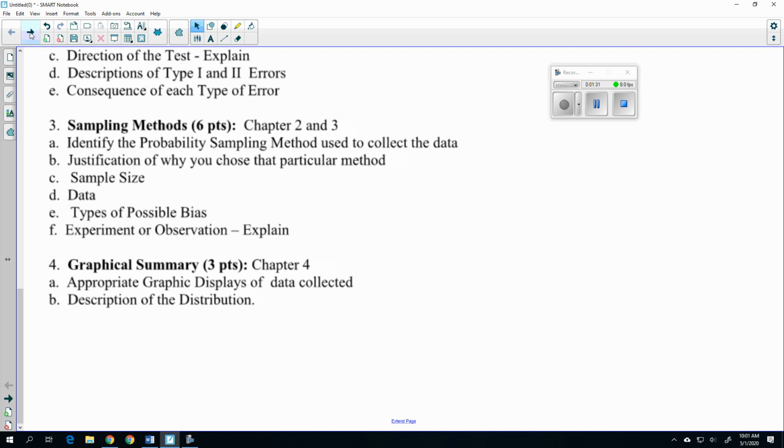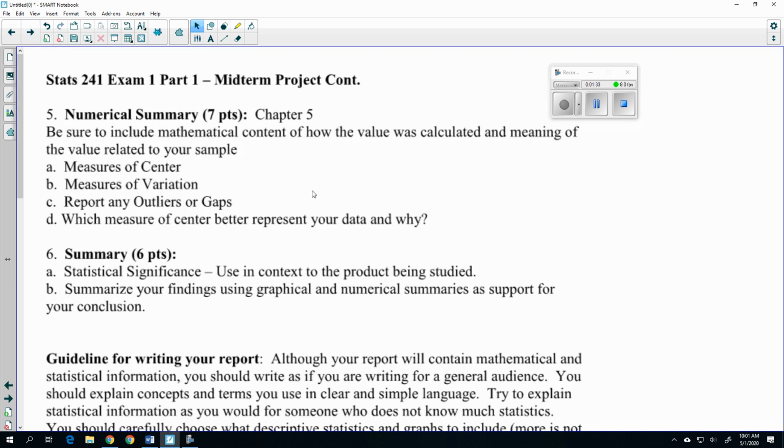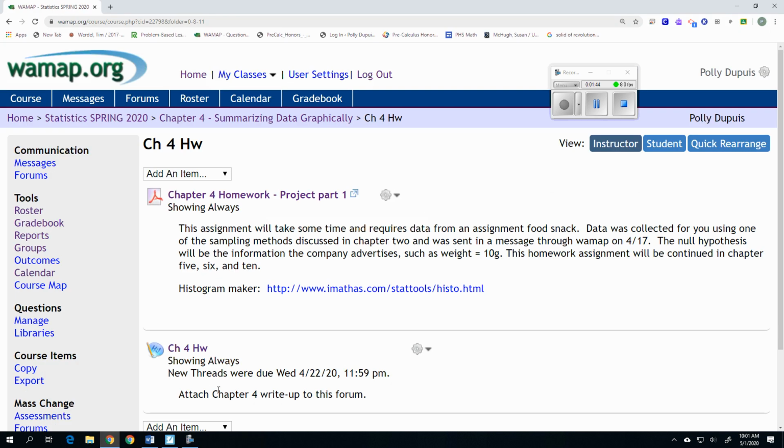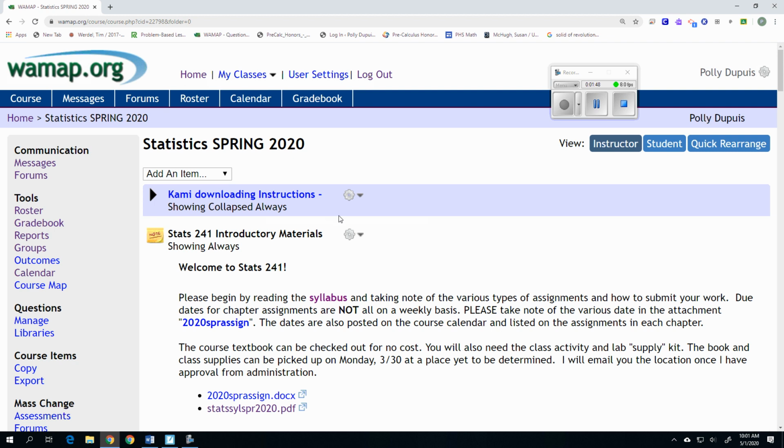Let's look at chapter 5, homework. It included numerical summaries. This will also be part of your midterm project. You had to calculate measures of center. So let's go look in the course about measures of center because some of you are reporting measures of center that are not appropriate for the type of data that you have.